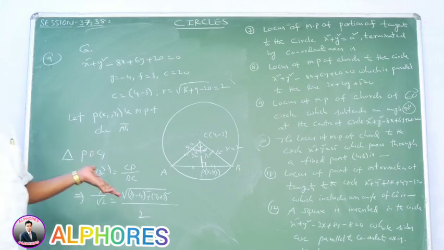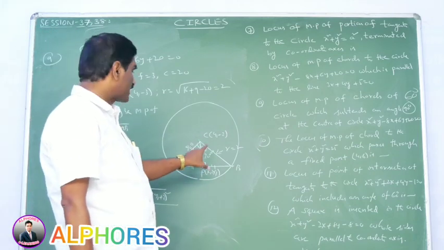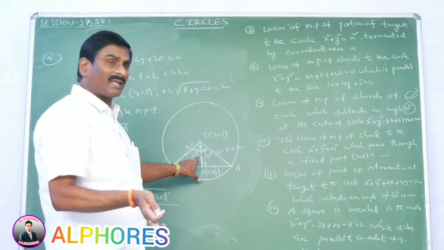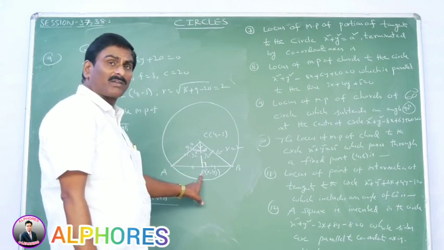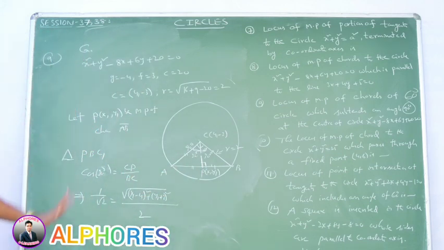If any angle is given, if angle ACB is equal to 90 or 60 or 120 or anything, then to find the locus of the midpoint of the chord, we use this method. Very, very, very important method. Okay, please note that point.